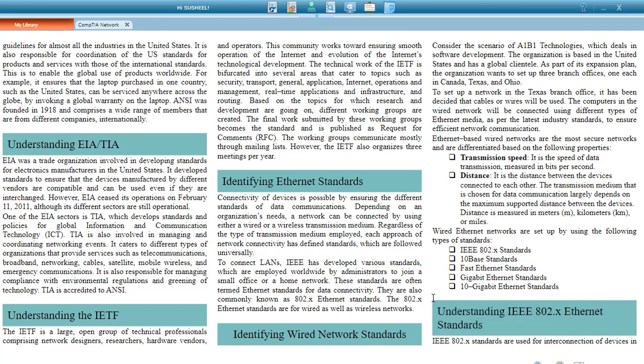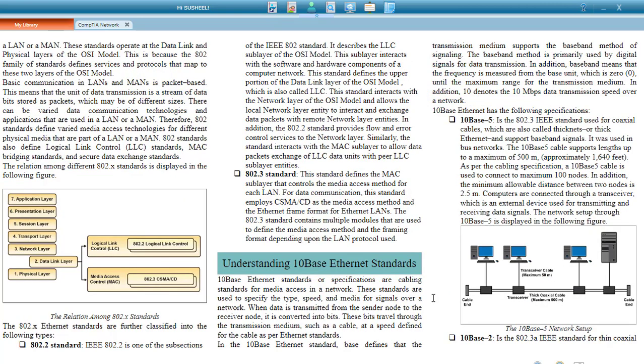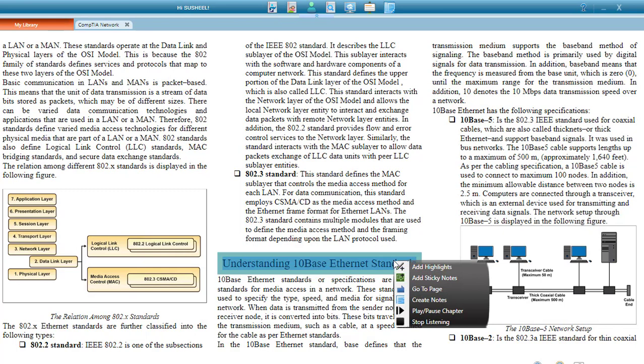Understanding IEEE 802.x Ethernet standards. IEEE 802.x standards are used for interconnection of devices in a LAN or a MAN. These standards operate at the data link and physical layers of the OSI model. This is because the 802 family of standards defines services and protocols that map to these 2 layers of the OSI model. Basic communication in LANs and MANs is packet-based. This means that the unit of data transmission is a stream of data bits stored as packets, which may be of different sizes.